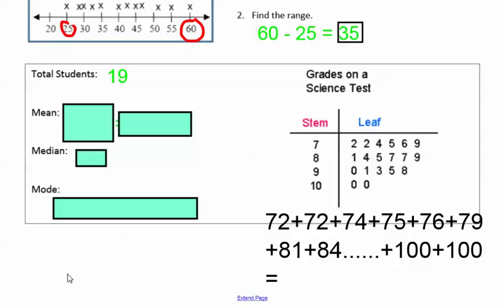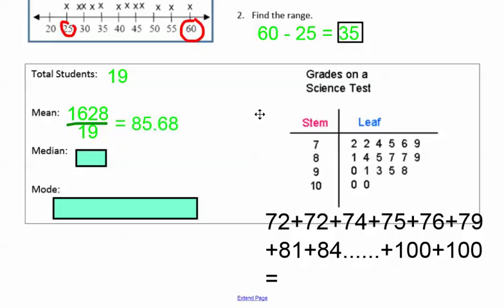All right, if you added them up correctly, we should have gotten 1,628. Now remember, to find the mean, we add up everything and then we divide by how many things we added up. Well, guys, we added 19 test scores. So it would be 1628 divided by 19, and that's going to give us an average score, or a mean, of 85.68. If you wanted to put 85.7, that's fine too. But let's round either to the nearest 10th or 100th.